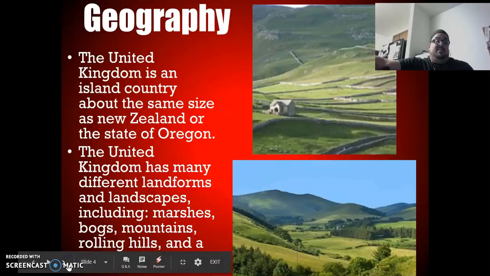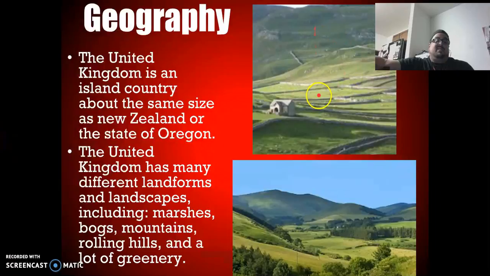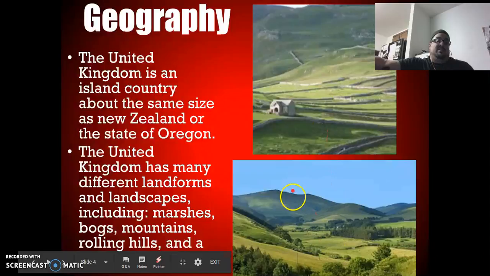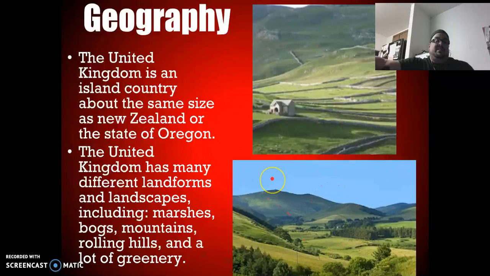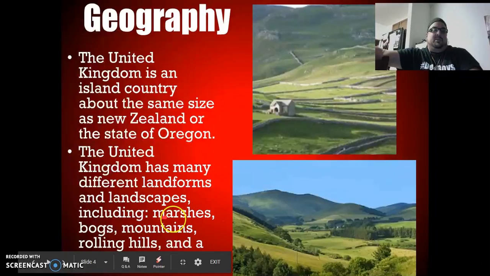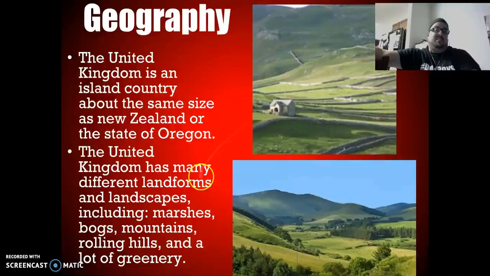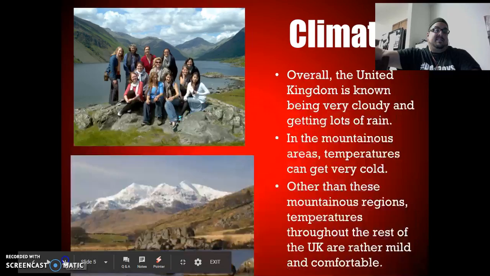Geography. Look at the pictures, the rolling green hills. If you've seen anything from Scotland or Ireland, this is very picturesque of what you see when you think about the United Kingdom. It's about the same size as New Zealand or the state of Oregon. The state of Oregon is in the United States, people. So it's not that big. There are many different landforms and landscapes, including marshes, bogs, mountains, and rolling hills. A lot of greenery. You can see the stone inlay and everything else, but there is a lot of green when you talk about this stuff.